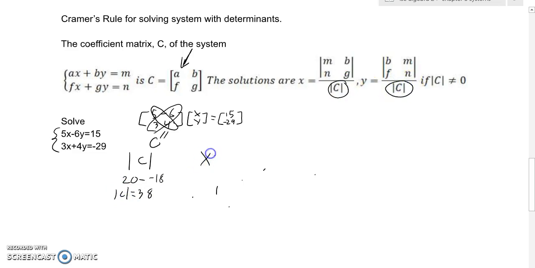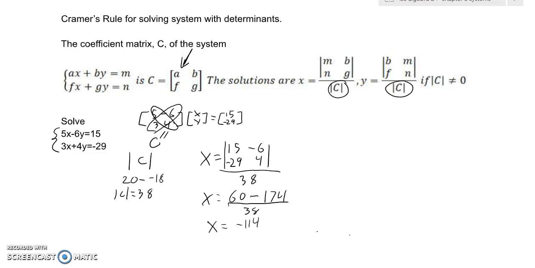To find x, we replace in the coefficient matrix the x's with the answers. So 15, negative 29, negative 6, 4. We're taking that determinant and dividing it by 38. So we have our x is the diagonals. 15 times 4 is 60 minus 6 times 29. 60 minus 174 then is negative 114, divided by the 38 gets us negative 3.